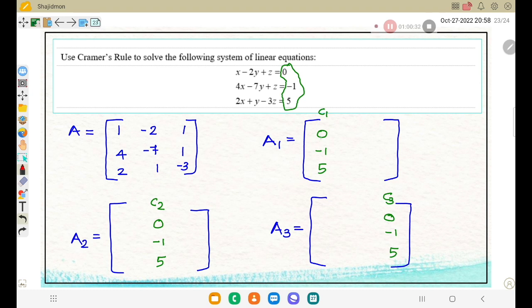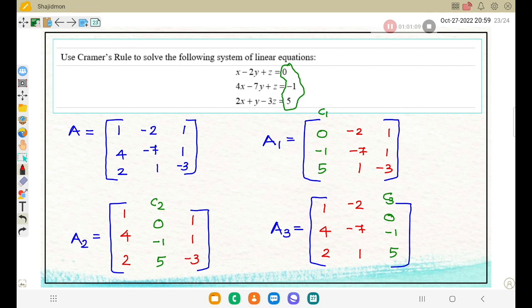For example, here in the A1 matrix, the second column is the same: minus 2, minus 7, 1, and the third column 1, 1 and minus 3. A2 means the first column is the same as the A matrix, 1, 4, 2, and the third column is the same as the A matrix. A3 means the first 2 columns are the same, 1, 4, 2, minus 2 and minus 7 and 1. Okay, only the corresponding column changes: A1 means the first column changes, A2 means the second column changes, A3 means column number 3 changes. All others are the same as the A matrix.